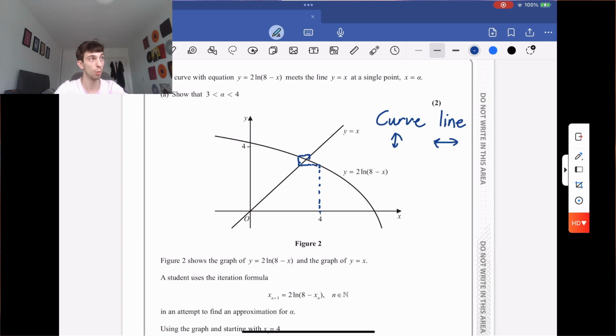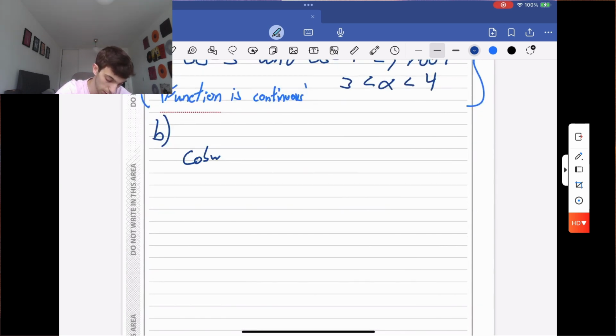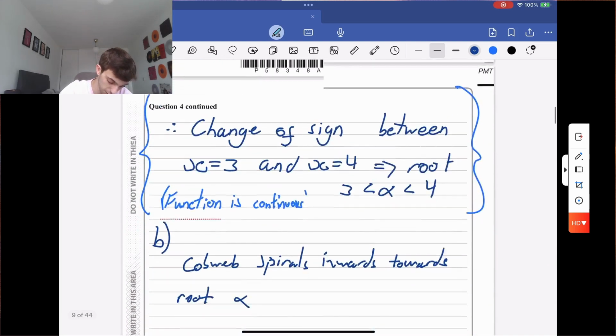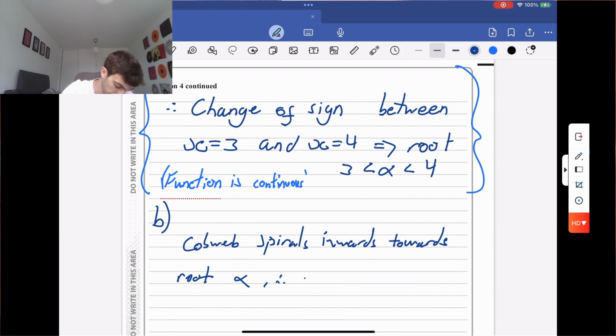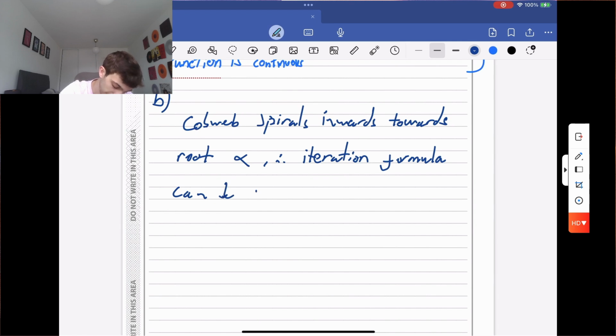So all we have to say is that the cobweb spirals inwards towards our root. That's exactly what we're going to say: using our diagram, the cobweb spirals inwards towards root alpha. What was the question they asked? Can it be used to find an approximation? So we can say, therefore, the iteration formula can be used for the approximation. You just need a summary statement to show that it does work.